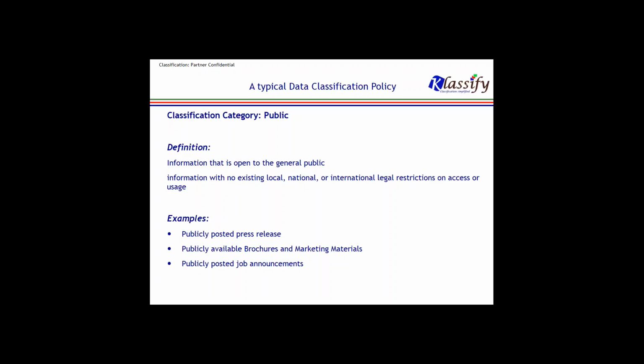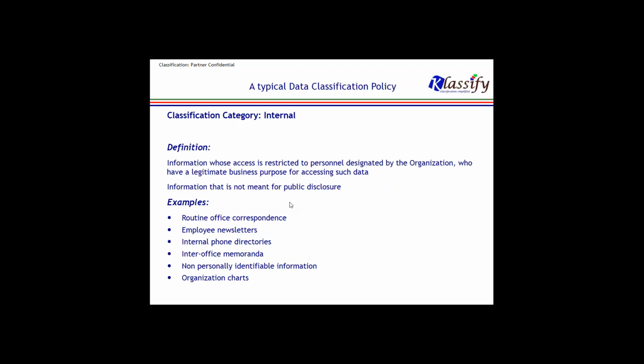Let's look at some of the examples of public information. Publicly posted press releases of organizations, publicly available marketing brochures and other material that is good for sharing with the people at large outside of the organization, publicly posted job announcements. So anything which is unrestricted and can be shared outside of the organization without any fear of any information getting lost. There is no sensitivity or confidentiality associated with such information. That is known as public from a classification perspective.